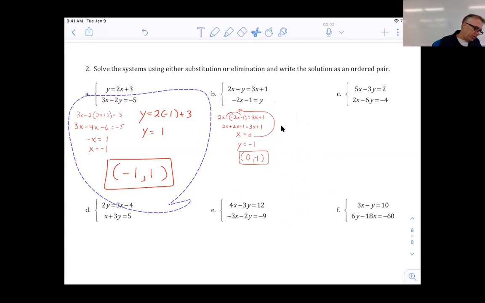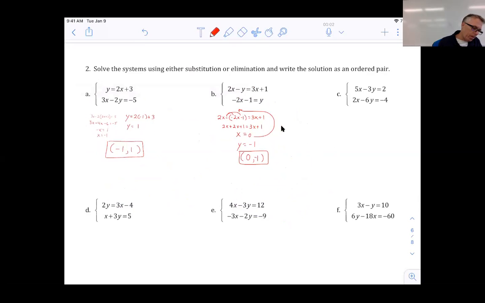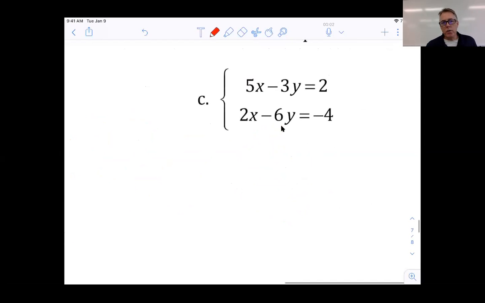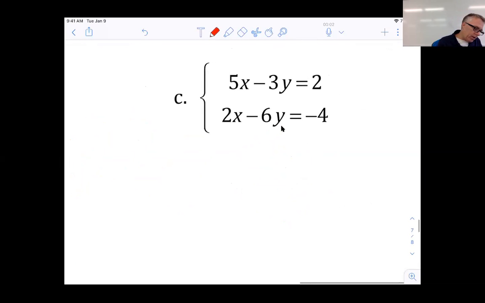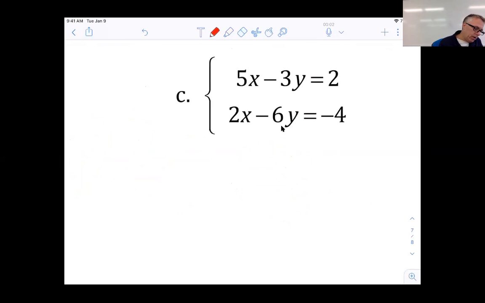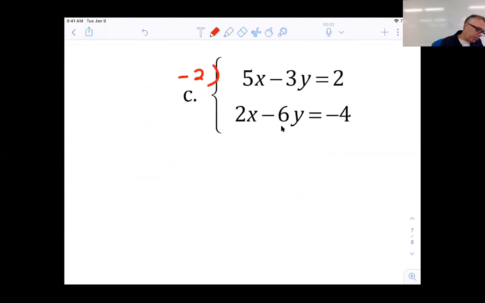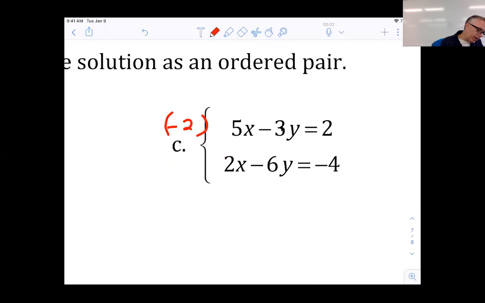All right, part C. I could do this substitution, but this looks like an elimination problem because I notice that this is -6 and that's -3. So if I could make this like a +6, I could add the two equations down and my y's would cancel. So for example, if I multiplied everything up top by -2, my top equation could be rewritten as -10x plus 6y is equal to -4.